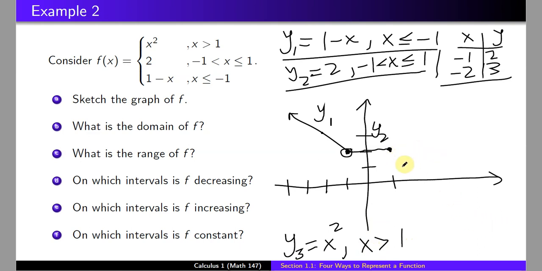Now, typically with a parabola, you would plot several points. You would want to plot a point maybe at the vertex if you can find it easily, and then maybe 1 or 2 points to the left and right of the vertex as well.